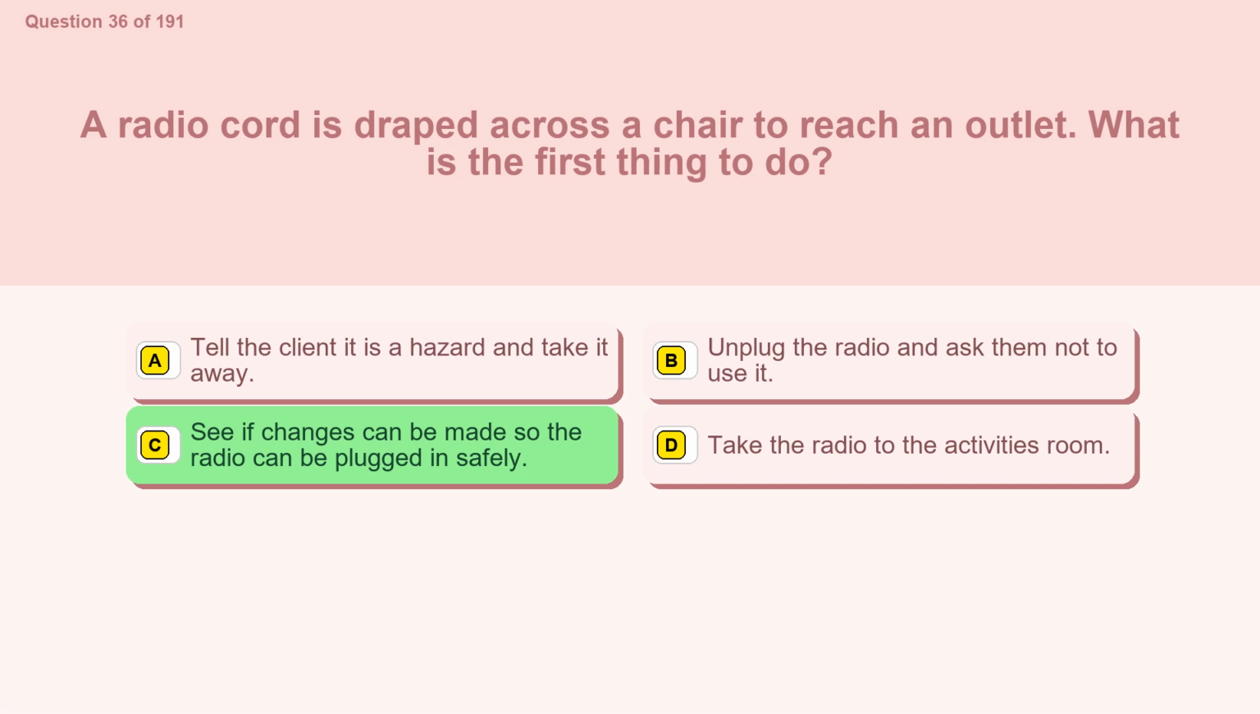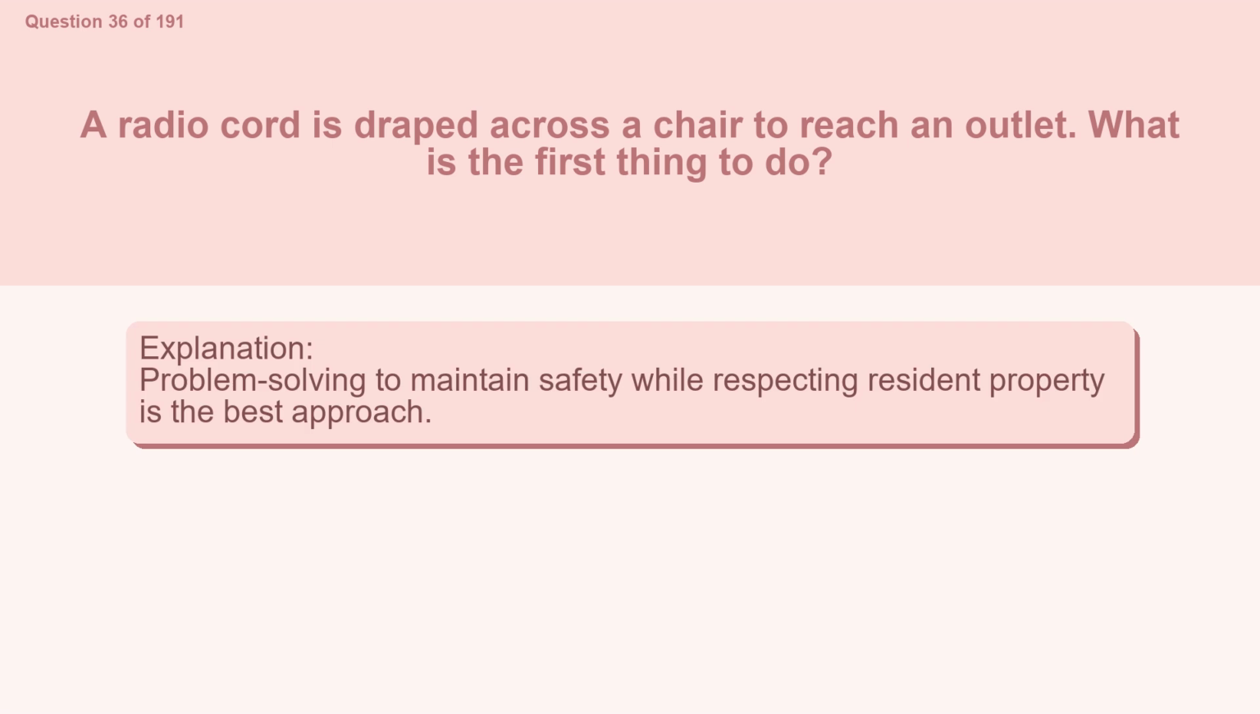The correct answer is option C. See if changes can be made so the radio can be plugged in safely. Problem solving to maintain safety while respecting resident property is the best approach.